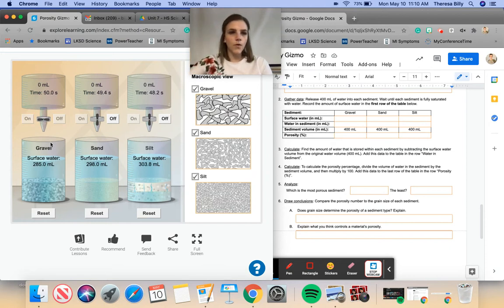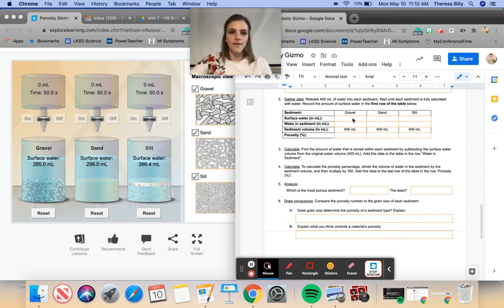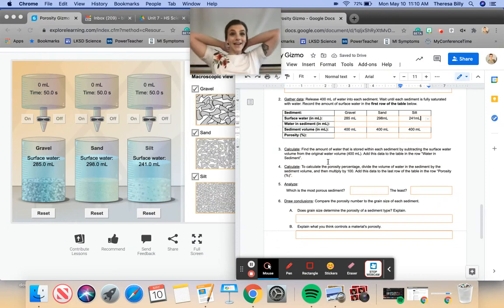Okay, so for gravel, notice that where the gravel is at is completely saturated. It can't hold any more water than what it's got. The amount of surface water that we have is 285 milliliters. So plug that in. For sand, again, looking, sand is completely saturated. We are left with 298 milliliters of surface water. And silt just finished up and it has 241 milliliters of water on its surface.